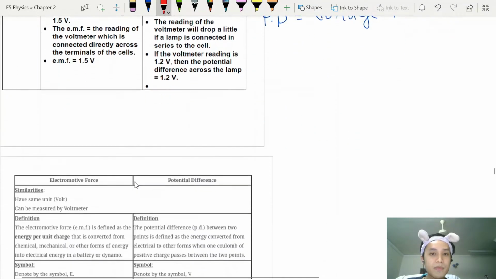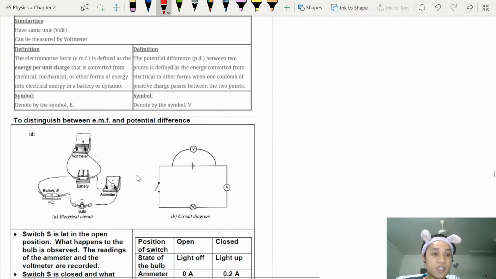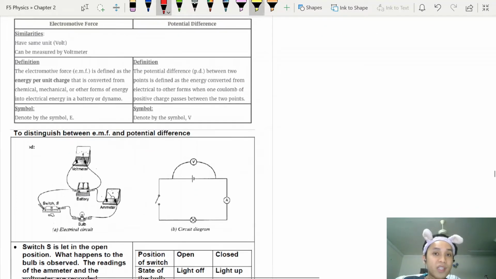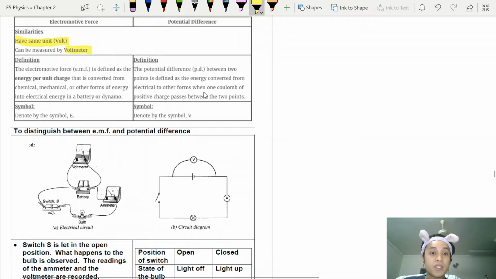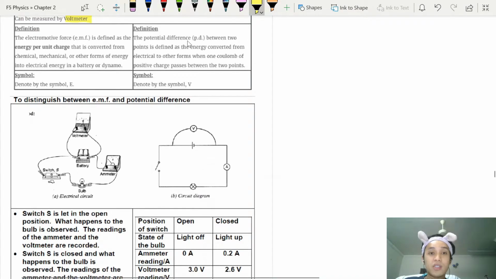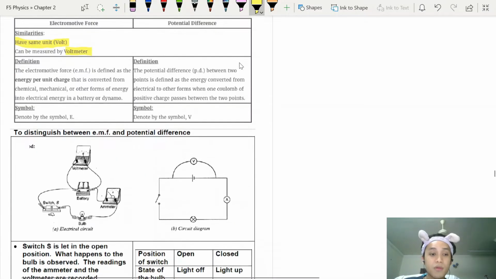If you see here the definition, they have the same unit. You need to remember both are the same unit, EMF and potential difference. We are using a voltmeter to measure. Technically, it is defined as energy converted from electrical to other forms of energy.